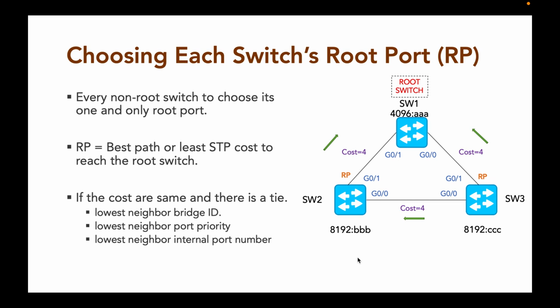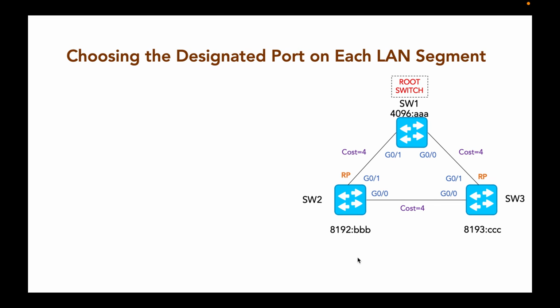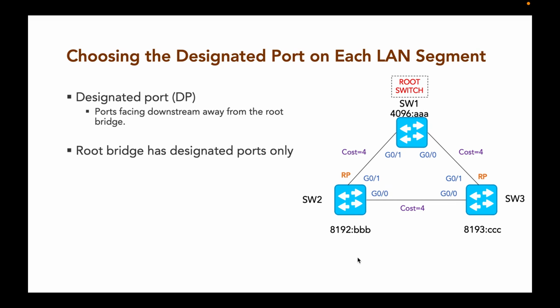Next, let's look at the third criteria, that is choosing the designated port on each LAN segment. STP's final step is to choose the designated port on each LAN segment. So what is the designated port and how do we choose the designated port on each segment? Well, designated ports are the ports facing downstream away from the root switch. And that is the reason the root switch has designated ports only. A designated port is in charge of sending and receiving traffic on a segment shared by two or more non-root bridges.